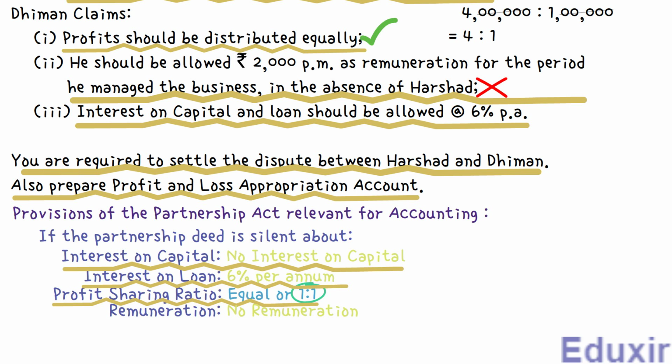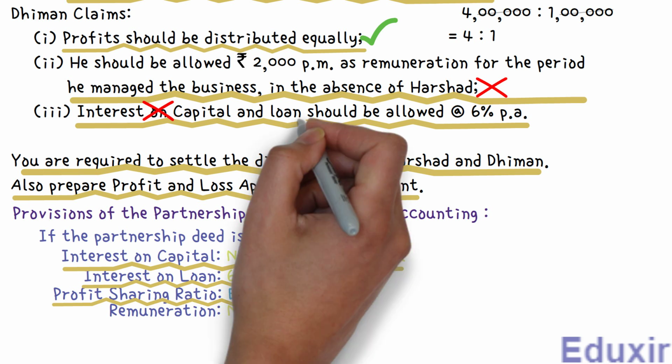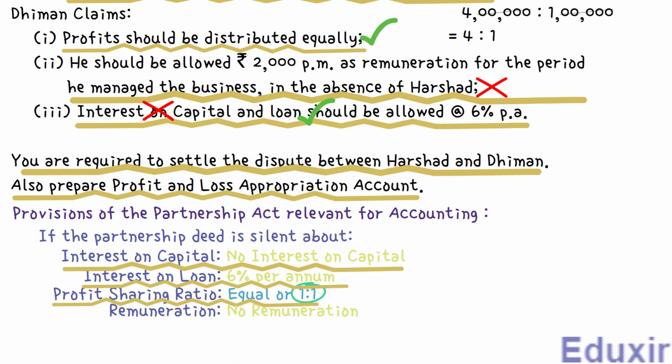So, the first part of this claim, which is claiming for the interest on capital, is invalid. And the second part of this claim, which is claiming that the interest on loan should be 6% per annum, is valid. So overall we can say that this claim made by the partner Dhiman is only partially valid.